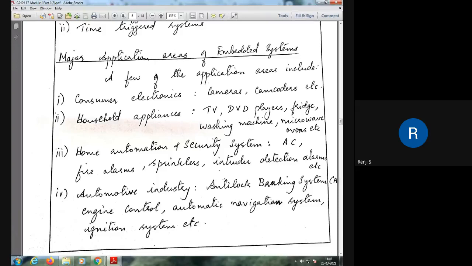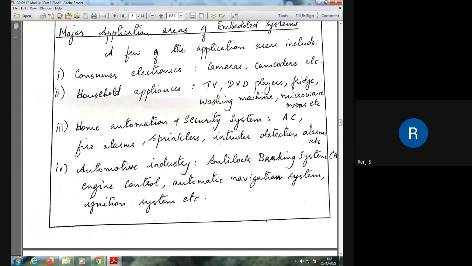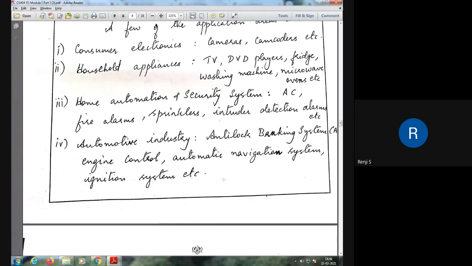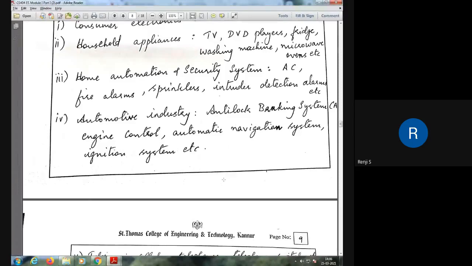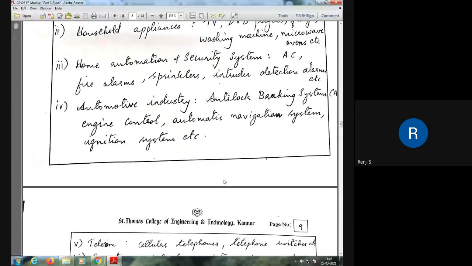A few of the application areas include consumer electronics like cameras, camcorders, etc. Then household appliances, home automation and security systems like AC, fire alarms, intruder detection alarms, etc. Then the automobile industry, where we apply it for anti-lock braking systems, engine control, automatic navigation systems, etc. Most of the cars today are automated, and they need at least a minimum of 40 microprocessors to control the entire system.